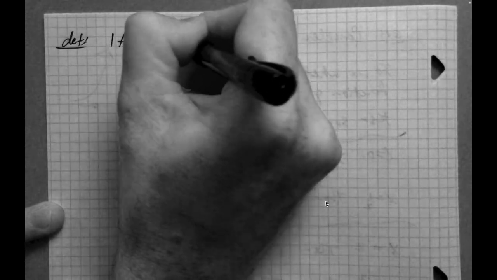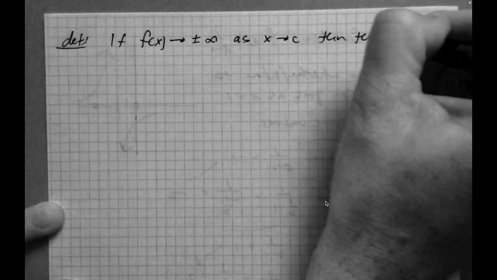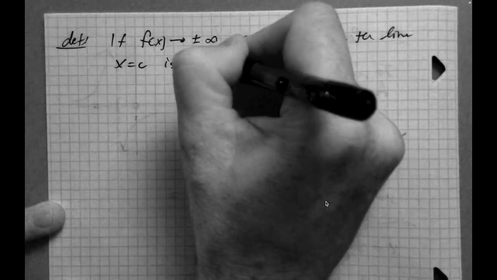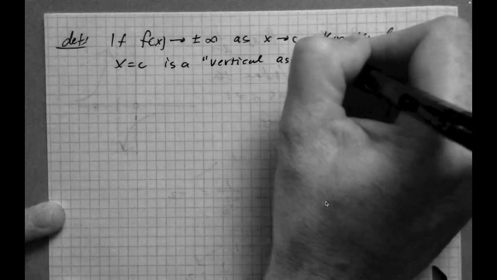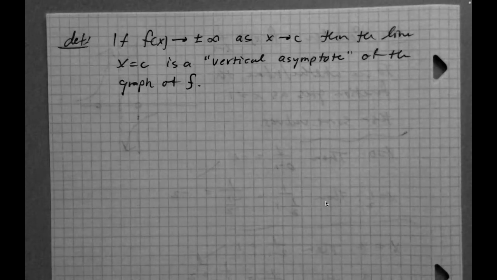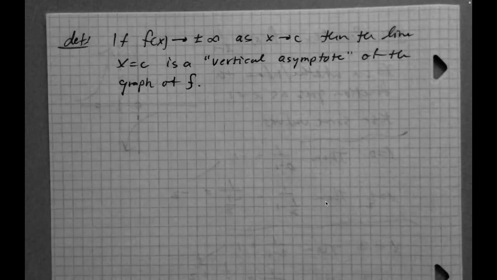And so even though we've been using this term, let's go ahead and formally define what we mean by vertical asymptote. So if f of x approaches plus or minus infinity as x approaches c, then the line x equals c is a vertical asymptote of the graph of f. Okay, as I said, we've been using this terminology, but here's more or less the formal definition. So in order for something to be a vertical asymptote, the function has to approach plus or minus infinity as x approaches c. And if that's the case, then the line x equals c, the vertical line, is called a vertical asymptote of the function.